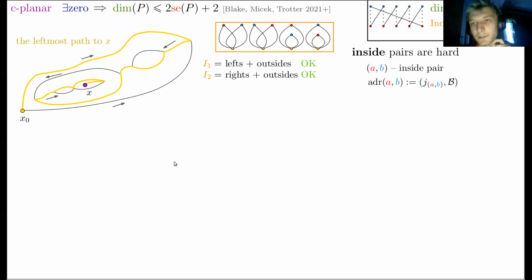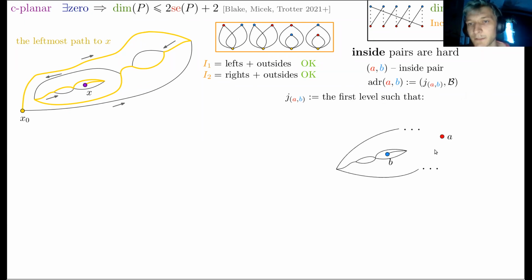In the paper and in discussions it's called shadow depth because these things are called shadows, but I don't want to elaborate on this. Okay, so this J A B might be called the depth of a pair. It is the first level, in the sense which I discussed, such that A is not going along with B. So B is buried deeper, but A is not.